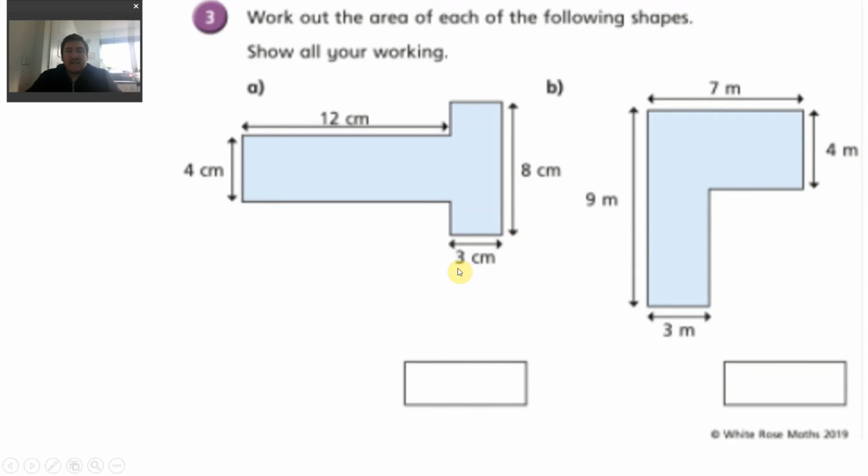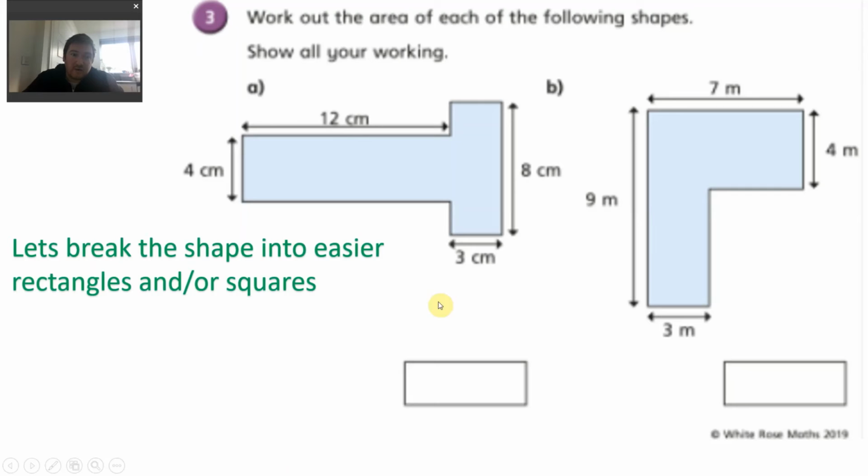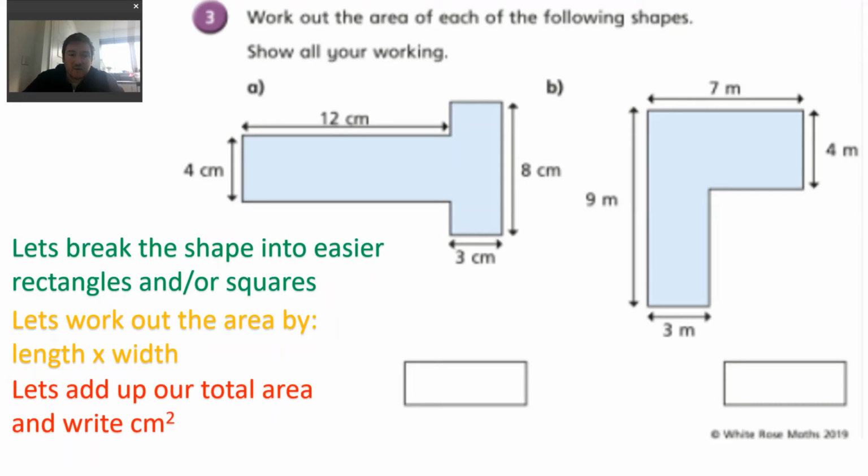So I'm going to let you have a go at these two by yourself before we work on these together. So if you want to pause the video and remember, break the shape into easier rectangles or squares, work out the area of each easier shape, and then add up the total areas and write your answer with centimeters squared or whichever unit of measurement you're working with. So don't always put centimeters if the length is kilometers or millimeters, for instance. Pause the video and have a go.